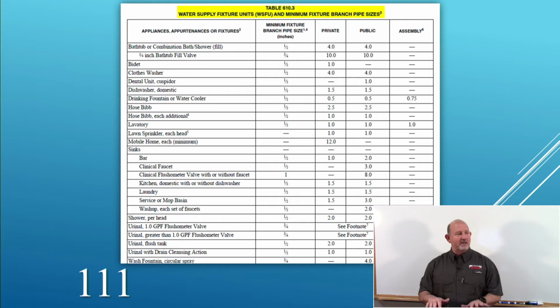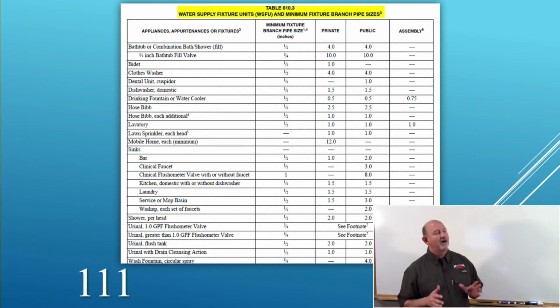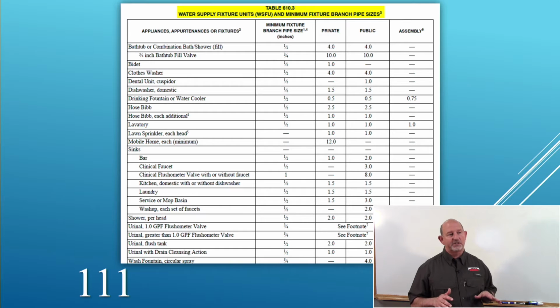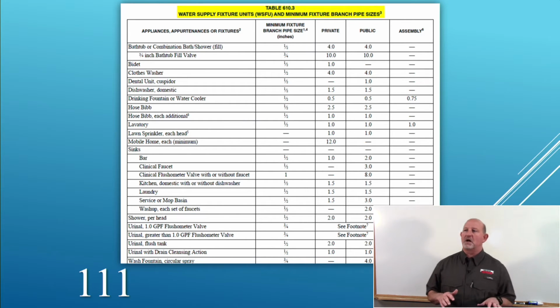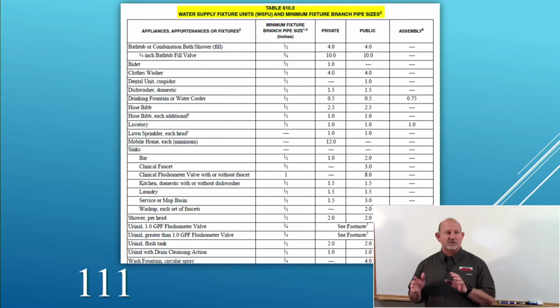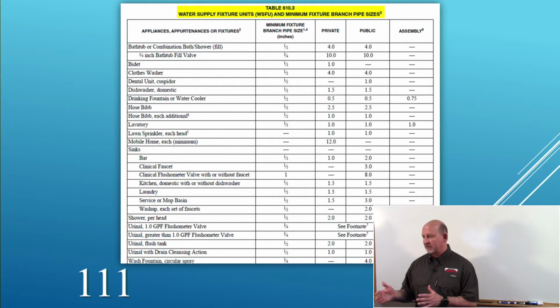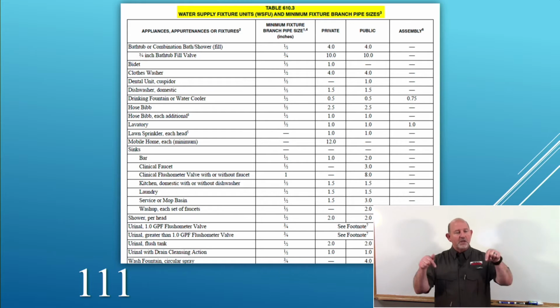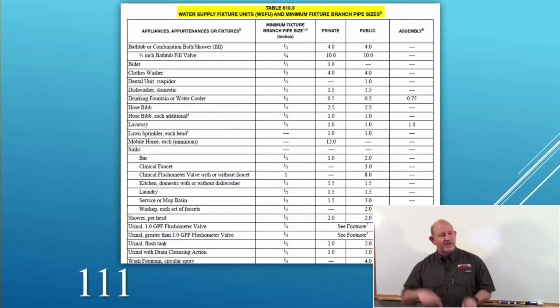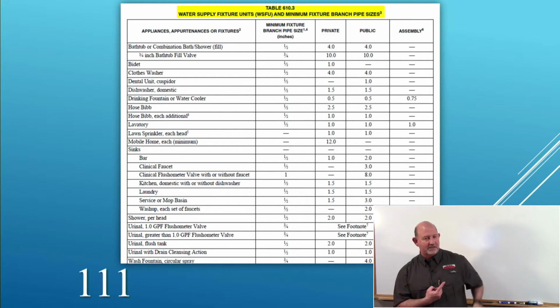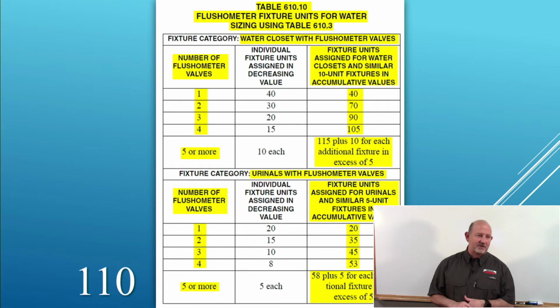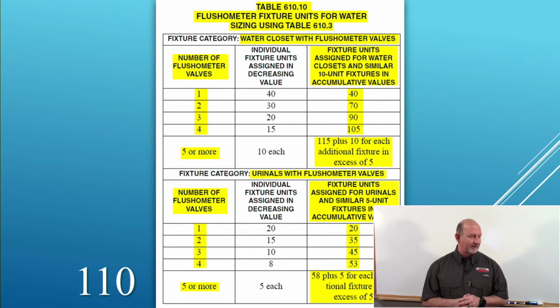I want you to drop down to the very last line there, and the very last line has flushometer valve water closets, right? It says water closet greater than 1.6 gallon flushometer valve. You notice it says see footnote 7. There is no value there. If you go down to the bottom and read footnote 7, it says refer to section 610.10, which takes us right back to this table on page 110.